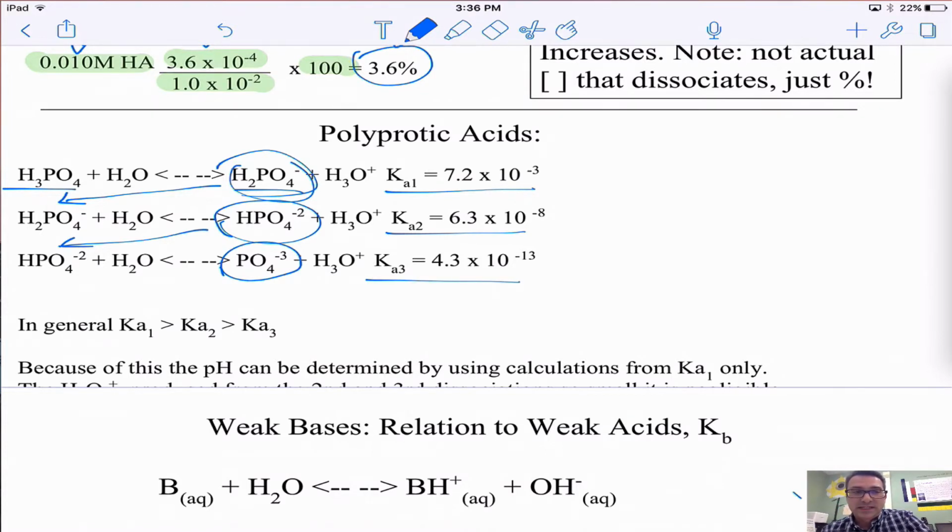If I asked you to find the pH of this acid, you wouldn't have to do this each time. You don't have to find the H3O plus that each one makes. You only use the first K. For the pH, look at how much bigger Ka1 is. It's about 100,000 times bigger, negative third compared to negative 8. That means that most of the H plus is coming from that first acid. And so we can just use that first acid and determine the pH. We can ignore the other Kas. And that's important to remember that you can do that.